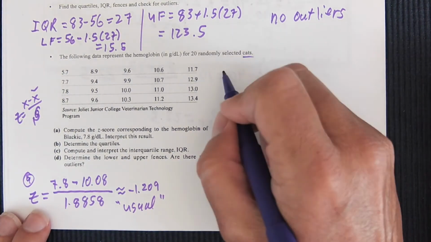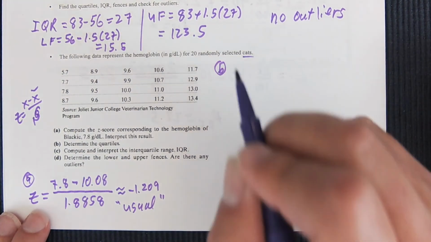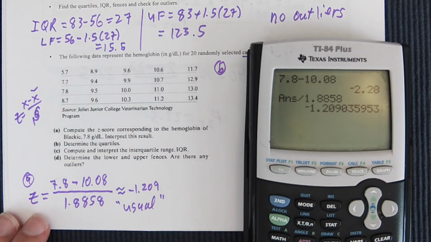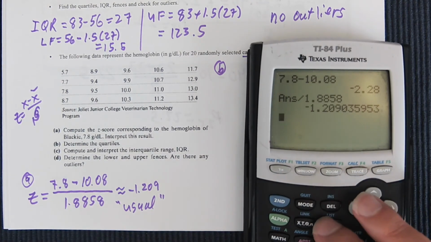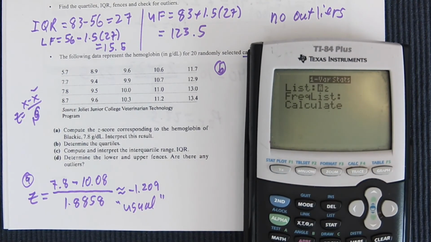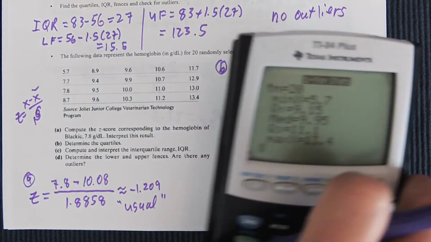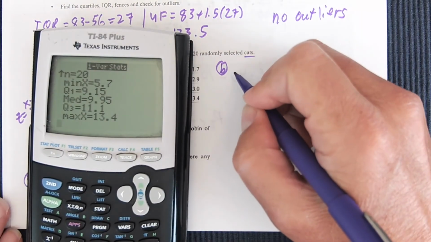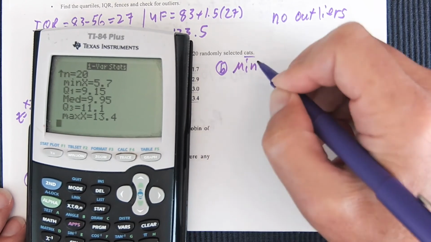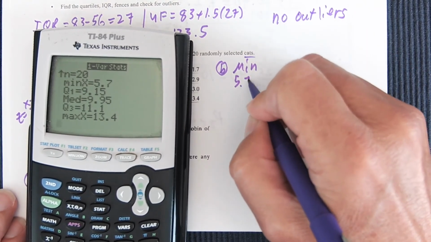All right, part B. Determine the quartiles. Well, the data's already in there. I'm going to run one-var stats again against list 2. Maybe yours is list 1, wherever you put the data. So this gives a minimum of 5.7.